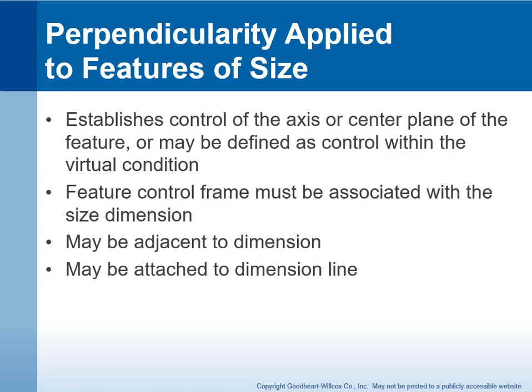Perpendicularity applied to a feature of size establishes the control of an axis or a center plane of the feature, and it may be defined as control within the virtual condition. Feature control frames must be associated with the size dimension. We need to establish that the feature control is applied to a feature of size. It may be adjacent to the dimension, or it may be attached to the dimension line. We've seen that before, where we attach a tolerance to a dimension line.